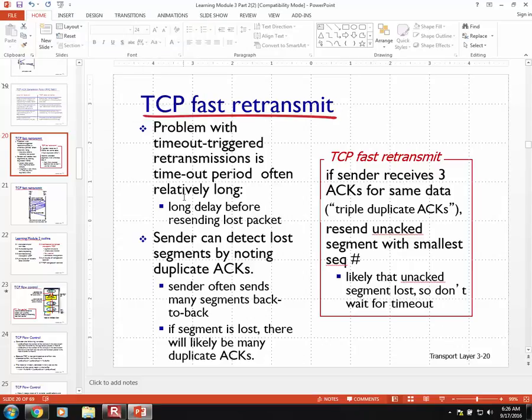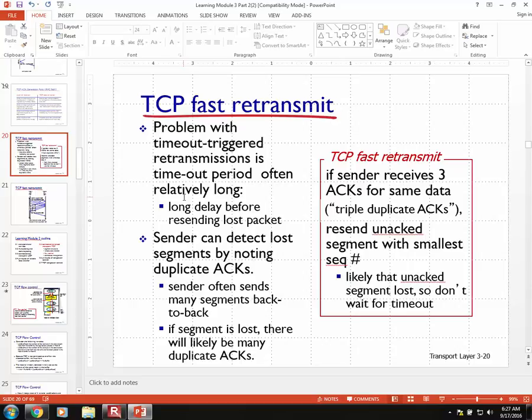One of the problems that we encounter with the timeout triggered retransmissions that we looked at is sometimes a timeout period can be too long, and this can cause a long delay before resending a lost packet. So it's a little inefficient. So to get around that, TCP has the concept of a fast retransmit.